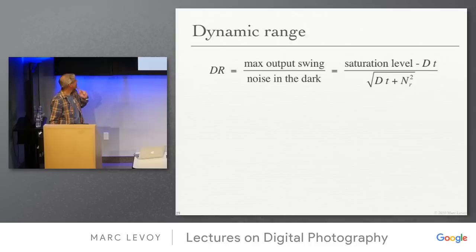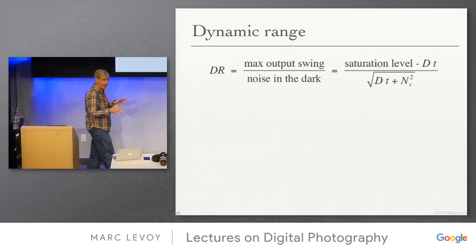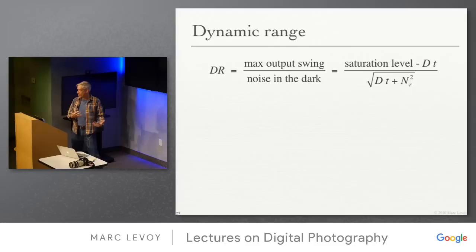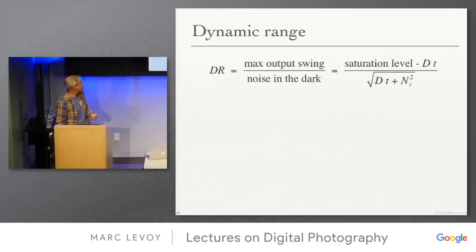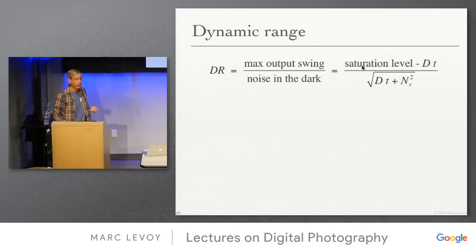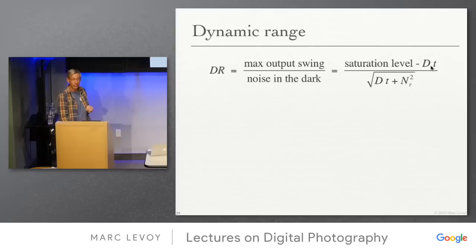Okay, so I think I've hopefully impressed on you the fact that the signal-to-noise ratio does depend on the signal level, meaning on the brightness of the scene. So a reasonable question to ask is, well, how bright a scene and how dark a scene can you capture? And that's a separate notion from signal-to-noise ratio. It's called dynamic range. And the typical definition of it is this: the maximum output swing over the noise in the dark. So what I mean by that is, at what level does the pixel become saturated, meaning the well fills up with electrons, minus the dark current, because some of that is stuff that will leak into the pixel, didn't come from the outside world, over the square root of that much.